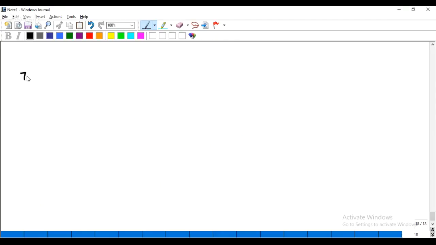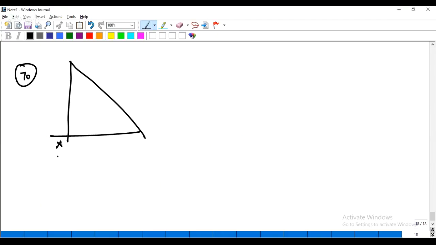Question number 70. For right angle triangle XYZ, right angle at Y. So let it be Y, this is X, this is Z. Let it be A, B, C if you assume, and it is given that A is equals to 2 root 6, and C minus B is also given that it is 2.